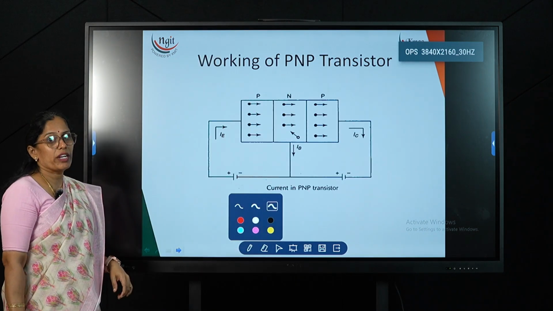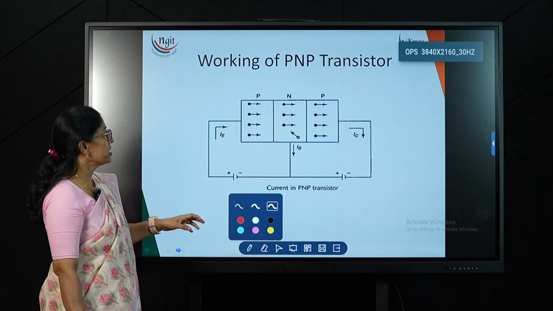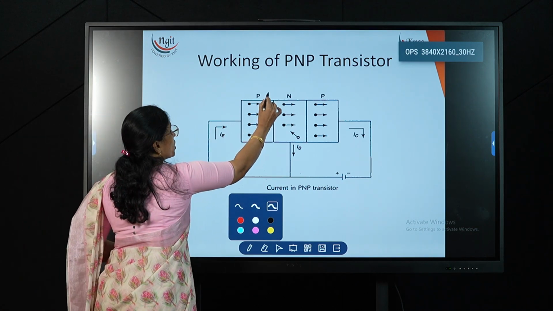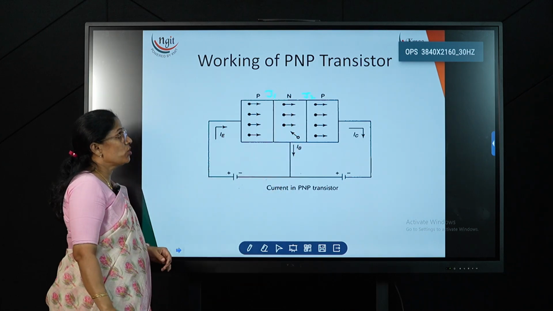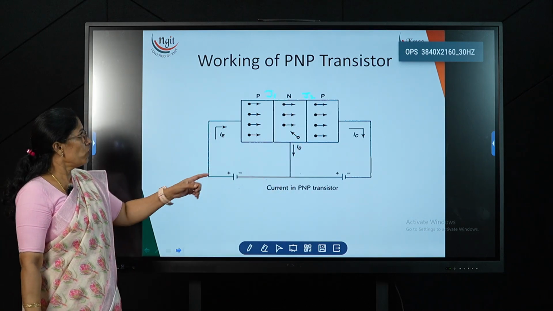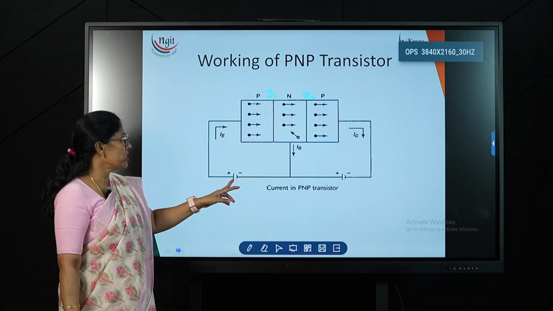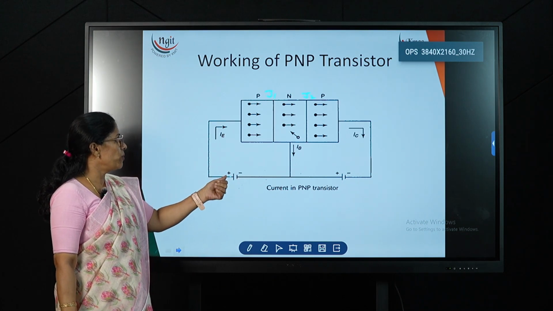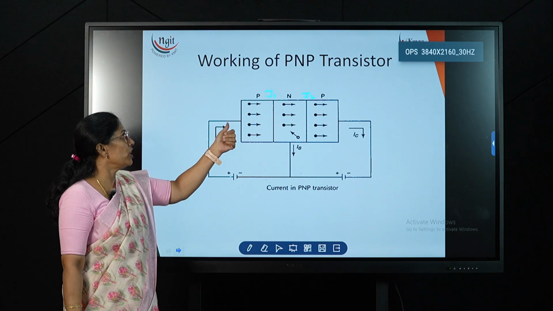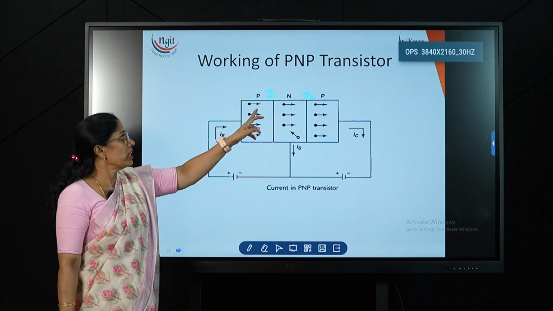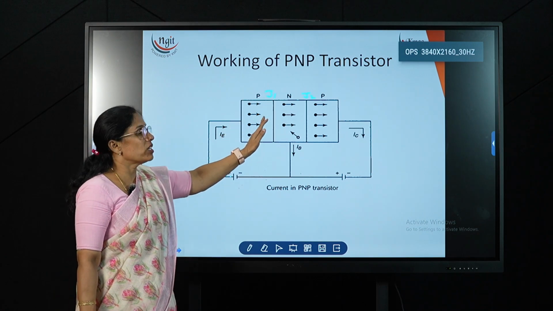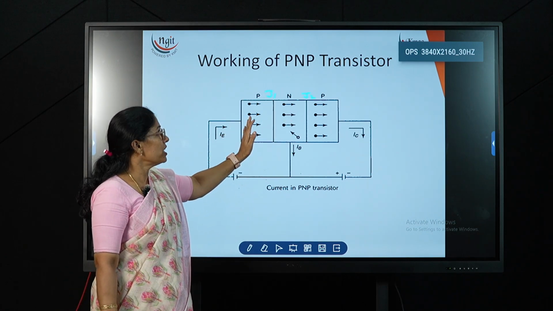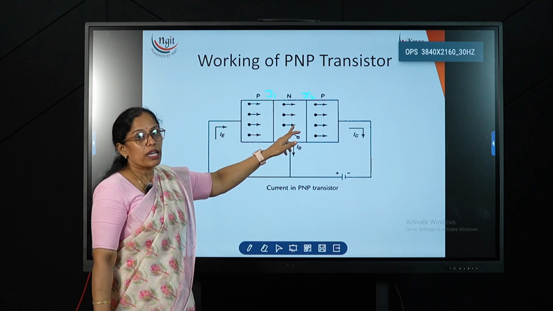Working of PNP and NPN transistors. Already we have discussed this. It is having two junctions. Junction 1 is forward biased, junction 2 is reverse biased. So when junction 1 is forward biased, from the positive plate of the battery, holes are entering into the P material. Here the majority charge carriers are holes, which move towards junction 1, cross the junction and enter into the N-type material.